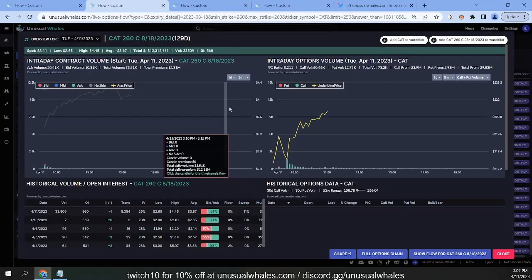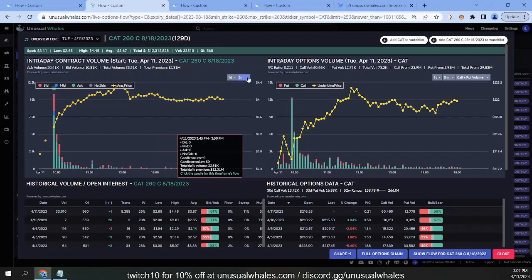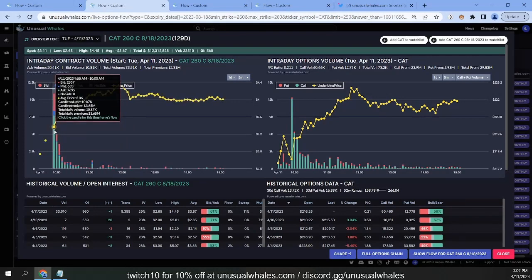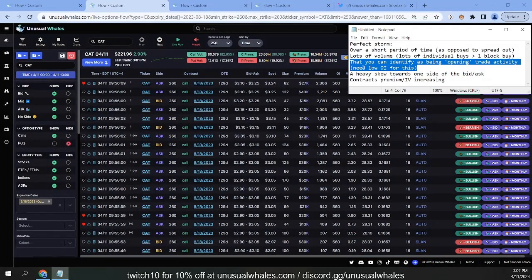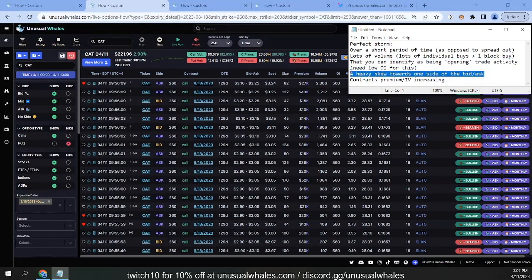If we even flip to this and look at the 5-minute chart, you can see for this specific time frame, the 9:55 to 10 time frame, it's predominantly at the ask. So I guess that kind of fulfills both of these at the same time. So opening activity that we've identified, skewed towards the bid or the ask. Check, check. Contracts premium and IV increasing. That's another check. So here is 20 seconds of trading.